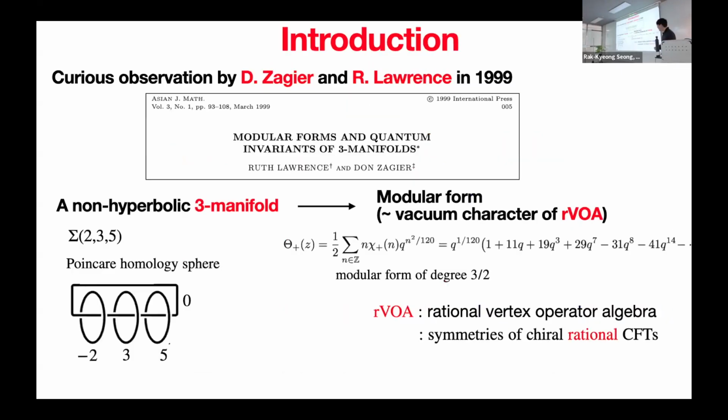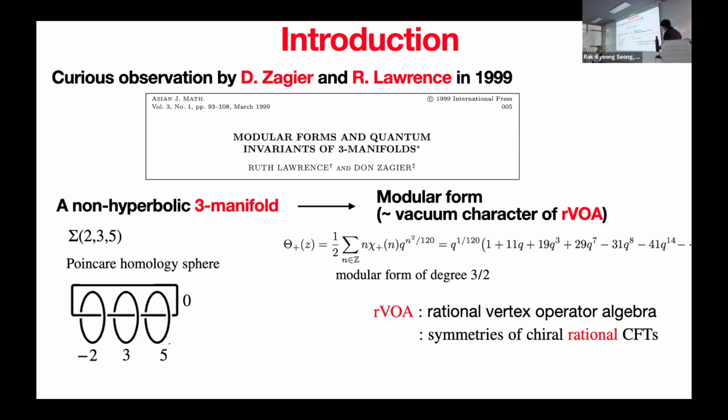I think this workshop is a little more math-oriented, so let me start with some math. My introduction starts from a curious observation by Jeffrey and Lawrence in the last century. In this paper, they found an interesting relation for some non-hyperbolic three-manifolds. The simplest example considered in this paper is the Poincare homology sphere, which can be given by such a plumbing tensor description.